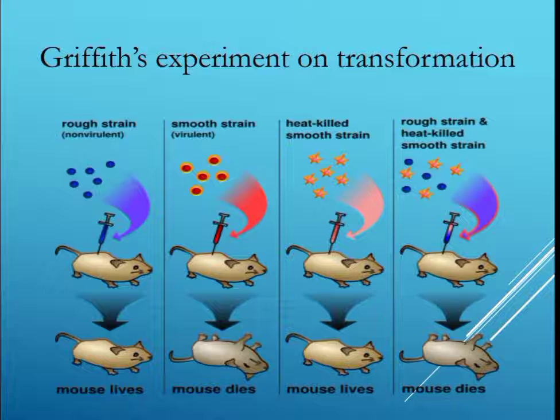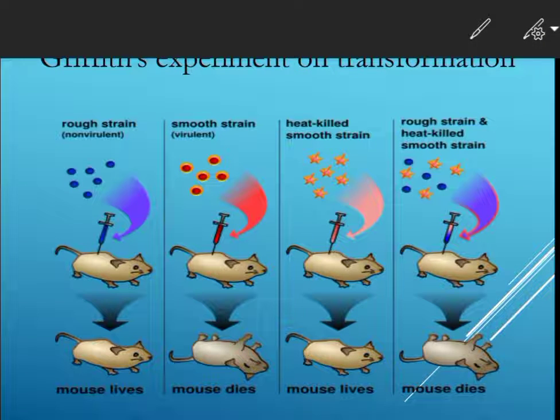In his experiments, he first infected two separate groups of mice. The mice that were infected with the S strain died from pneumonia, as S strains are the virulent strains causing pneumonia. So you can see in this second diagram, when the mice were injected with the S strain, that is the smooth strain, which was virulent, the mice got infected and the mice died, right?